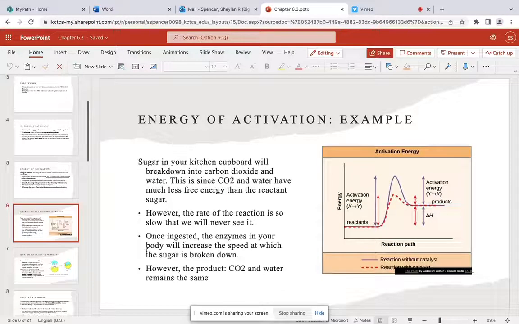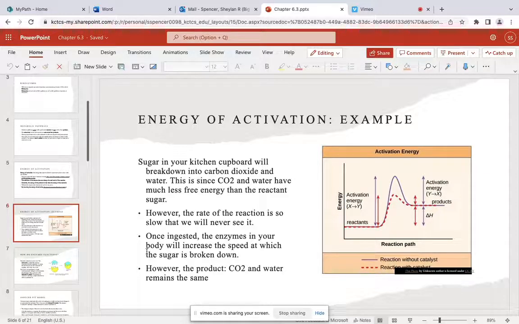I'll give an example that your book uses. Sugar in your kitchen cupboard will break down into CO2, or carbon dioxide, and water. This is since carbon dioxide and water have much less free energy than the reactant sugar. So sugar in its natural state has more free energy because it's able to break down into something simpler, carbon dioxide and water. And that's all that simply means. However, the rate of the reaction is so slow that we typically never see it.